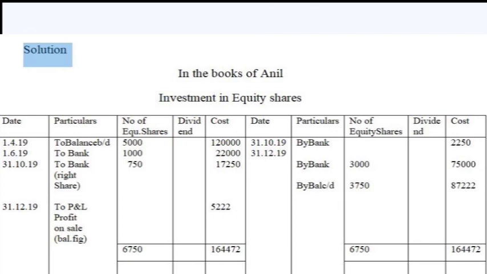Then balancing this cost column, we will get the profit on sale of investments. 1,64,472 minus 1,20,000, then minus 22,000 minus 17,250, we get 5,222. Then profit on sale of investment of 5,222, we transfer it to our profit and loss account. Then on the debit side of our investment account, on 31st December 2019, to P&L on cost column 5,222. This is the solution to our problem.